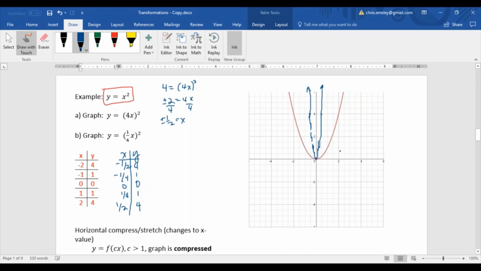And again, to see exactly what has happened, we have to look at corresponding points. So this point that used to be at 1, 1, so on our parent function, that point was right here. And what has happened is that point has been transformed into this point, 1/4, 1. So it has squeezed inward. We call this a horizontal compression. Okay, every point has been squeezed in closer to the y-axis. Let's look at the second one.